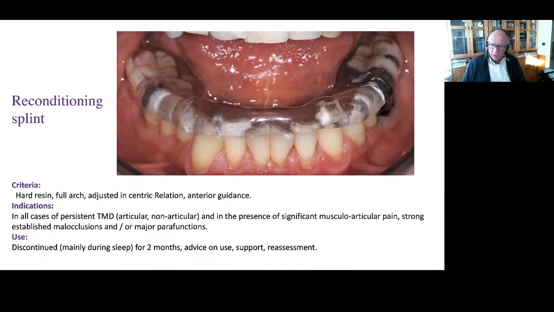The most used splint is a reconditioning splint. Generally, it is on the lower jaw for TMD cases, and upper jaw for bruxism. Always in hard resin, never in soft splint. Full arch, centric relation, with a small anterior guidance.